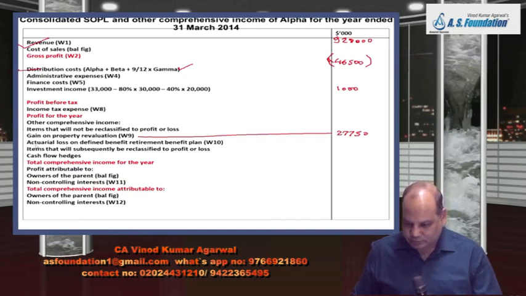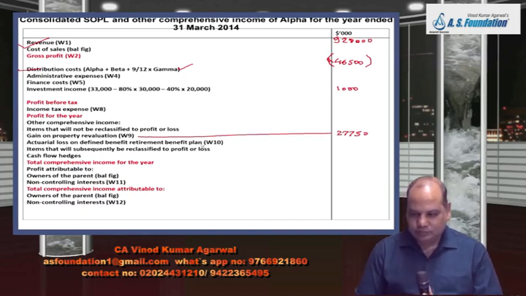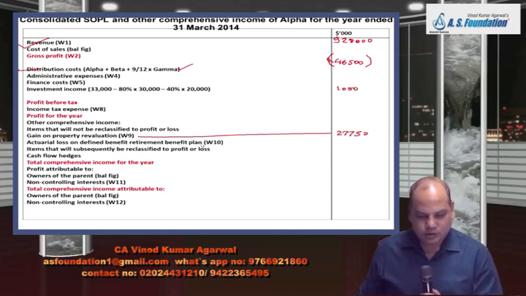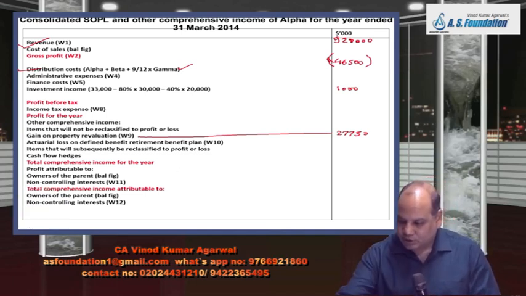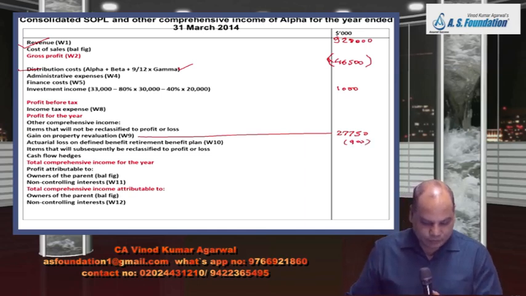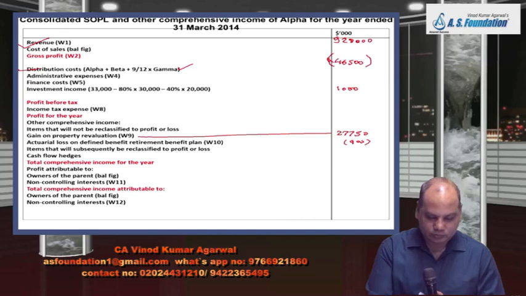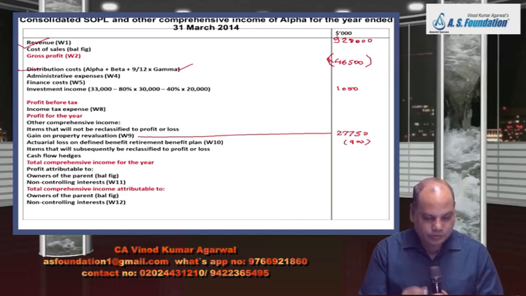So come to this main page. Actuarial loss on defined benefit plan. Working note 10. Amount, write down 900. In bracket, write it, easy for calculation. Okay. Adjustment number 6 we have done. 7 also we have done. 6 was dividend, 7 was revaluation of freehold property.